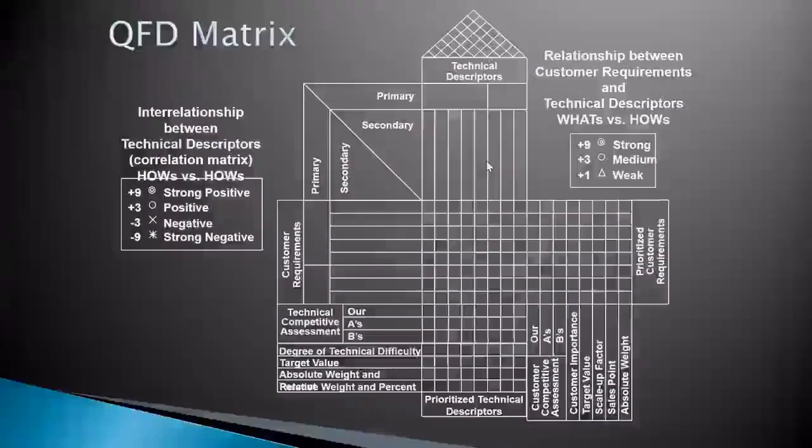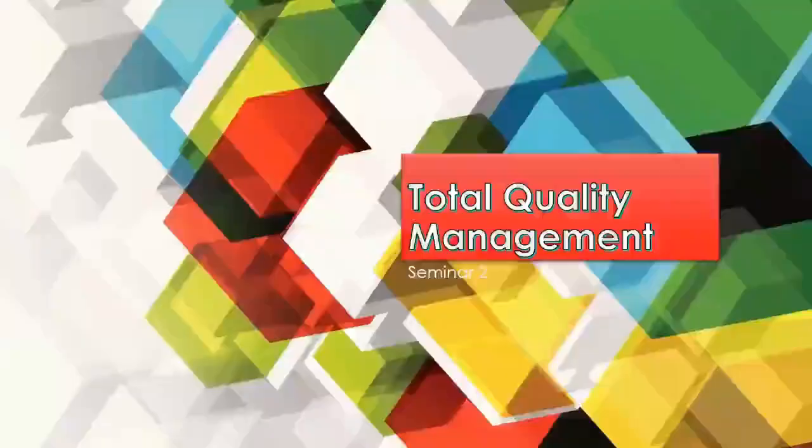Now, shall we move to the next section? What is this? This is a quality function deployment matrix. That is one method that we can use to bring the customers' voice to the product design, because we know we are going to satisfy customers.